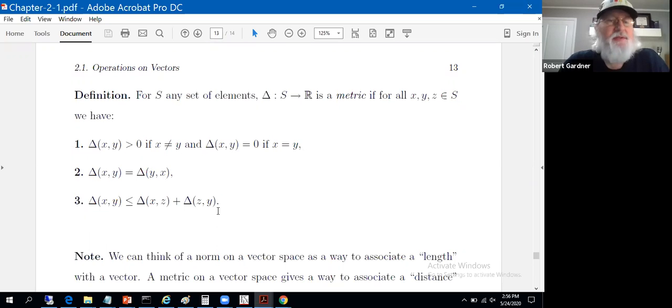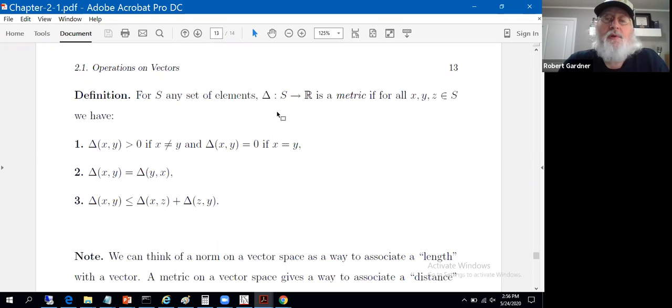Delta for distance. The distance from X to Y is positive unless X equals Y, in which case that distance is 0. The distance from X to Y is the same as the distance from Y to X, the symmetry to it, and this is the triangle inequality. So this is a wee bit different from what we had.